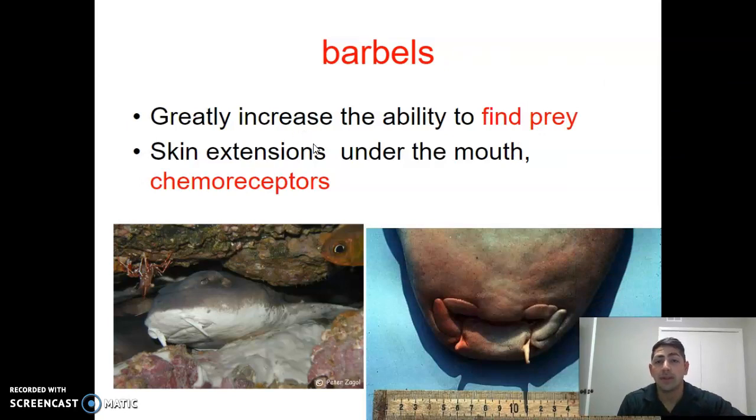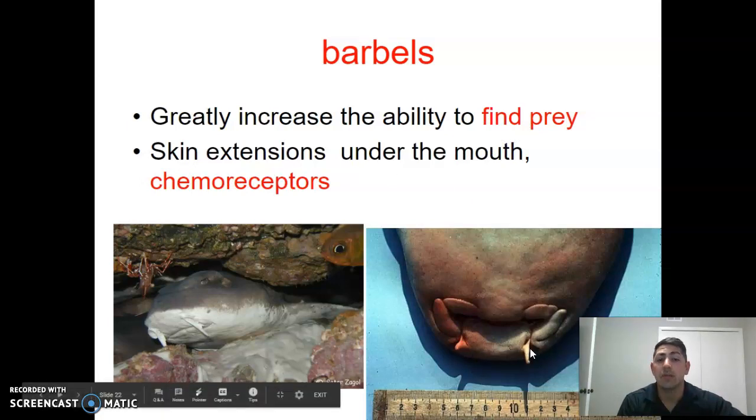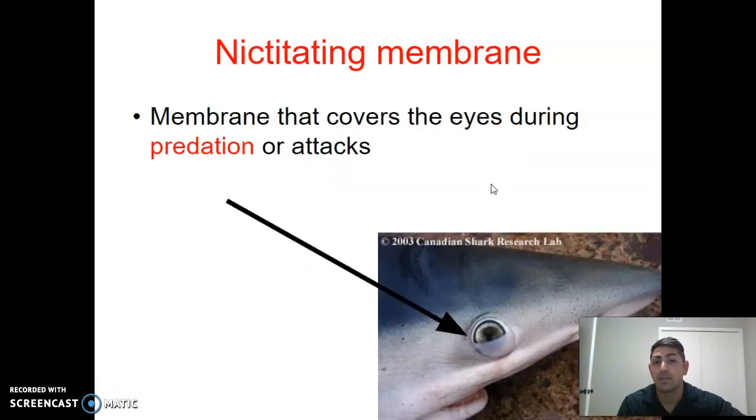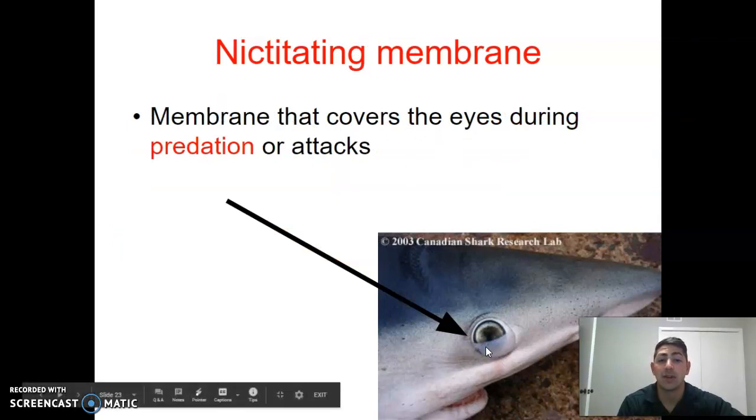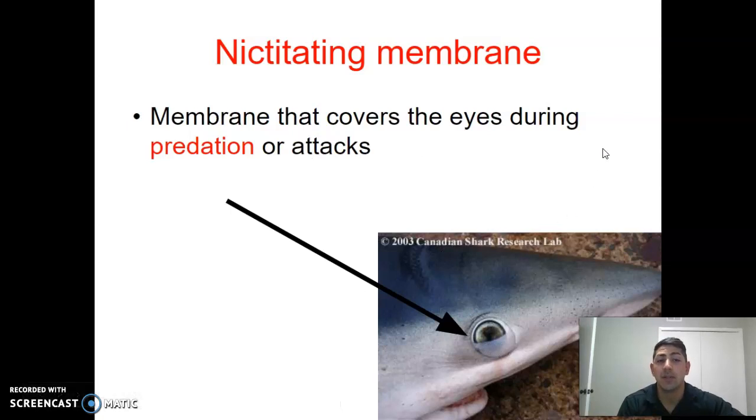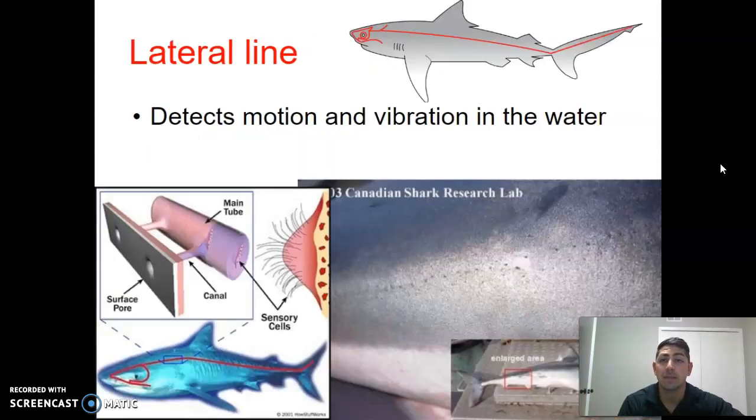So barbels, they greatly increase the ability to find prey. The skin extensions under the mouth right here have chemoreceptors that allow them to essentially taste the food or taste around. Nictitating membrane, so this is the membrane that covers the eyes during predation or attacks. That's this right here. It comes up and protects the eyes during attacks.